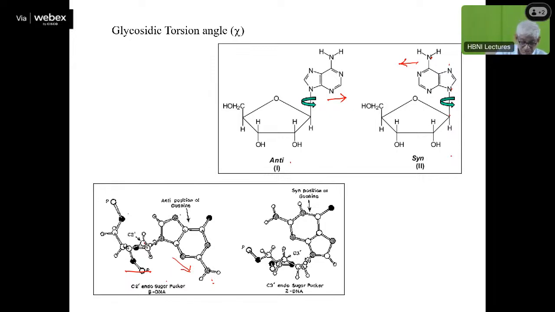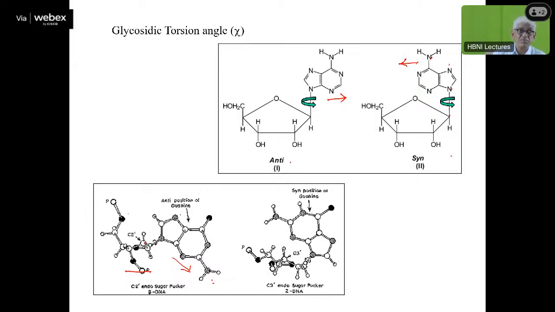And which conformation is this? C2 prime endo sugar pucker. This is the anti conformation, right? Because the 6-membered ring is outside. Outside means not towards the sugar ring, it is on the other side. This is the anti conformation of guanine. And in this one, the 6-membered ring has come on this side, on top of the sugar ring. Okay, this is called the syn conformation.